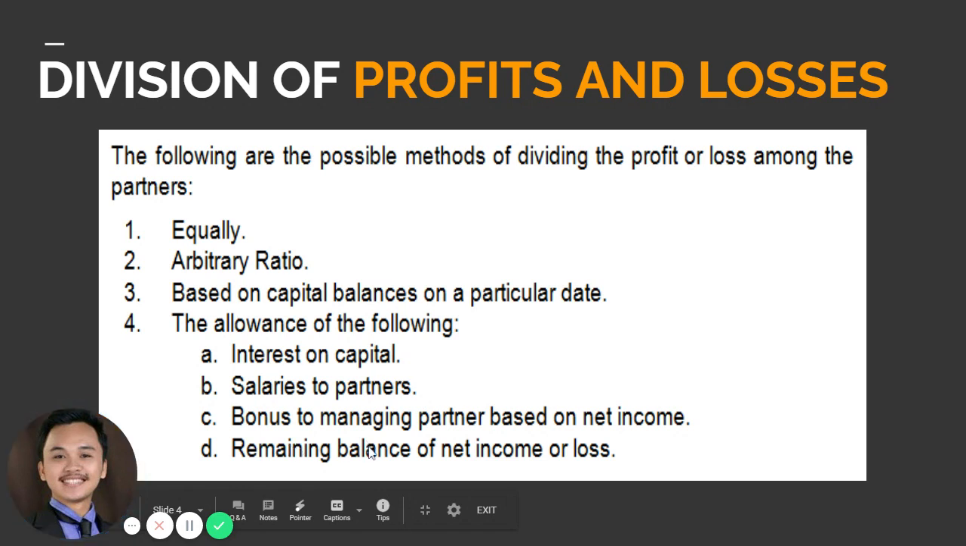However, it is important to note that these allowances are not absolute, meaning the partners should still agree before giving these allowances to each of the partners. So if the partnership articles is silent about giving this type of allowances to the partners, then we should not assume that these allowances will be given to the partners. It will only be given to the partners if there is actually an agreement between the partners.